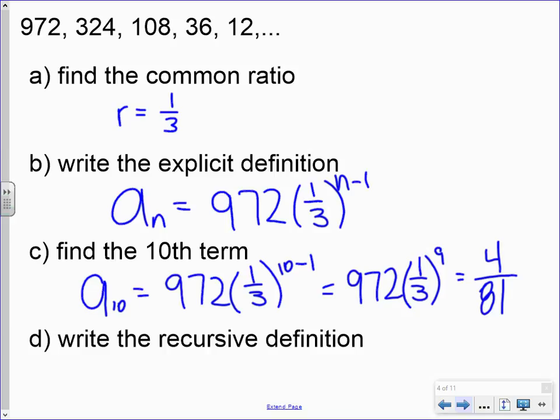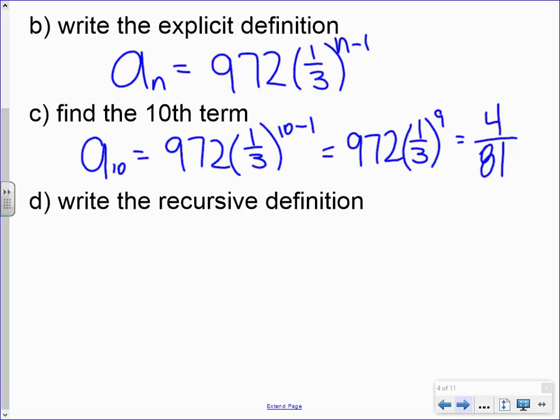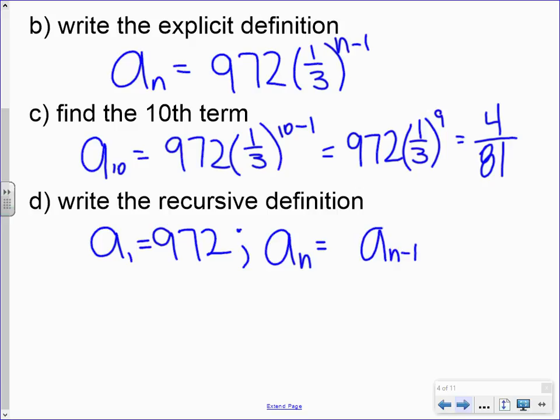Good. Before I release you for lunch, we're going to write the recursive definition. Okay? As always, for recursive definition, we have to define the first term. And then, since from term to term we are multiplying by the same number, that means we need to take our previous term and multiply it by that common ratio. To get from one term to the next, we multiply by the common ratio.